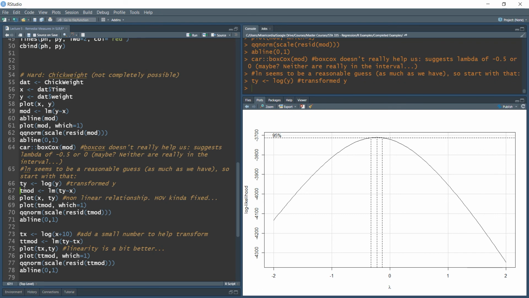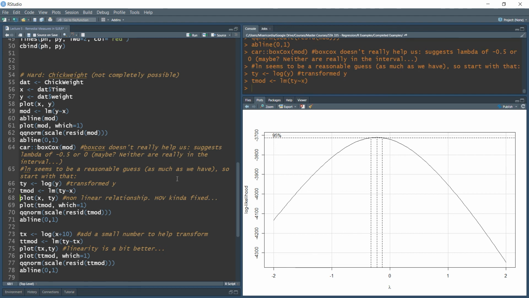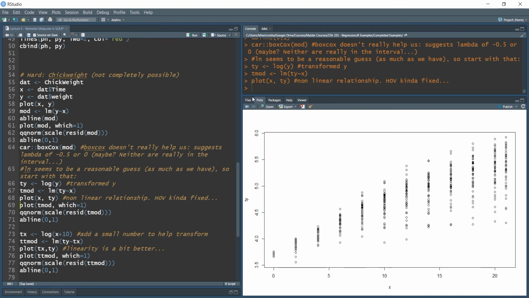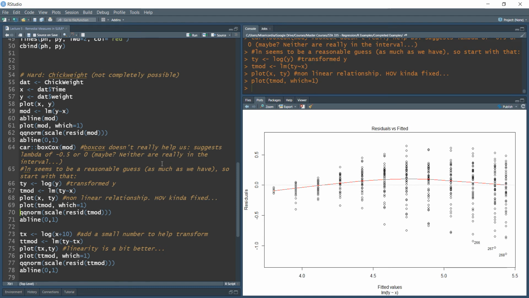So I'm going to create a variable called ty, transformed y, and that's going to be the log of my y values. And then my tmod is going to be my transformed model, and I'll go on and plot this to see how that worked with my data. Now I see that things widened out at the bottom a little bit, I guess. It's still not great, but it's better than it was. However, now I've got a linearity issue going on because now it's definitely coming up and dropping back down. So now there's a linearity issue that I have to deal with.